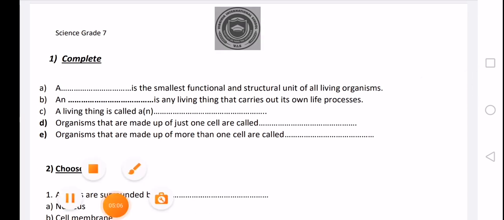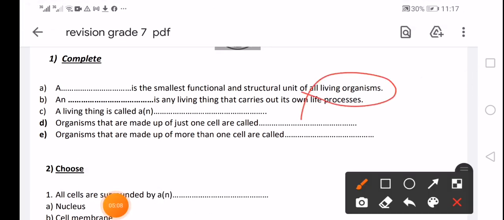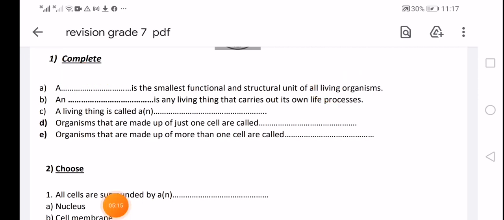Now let's review. The smallest functional and structural unit of all living things is the cell.